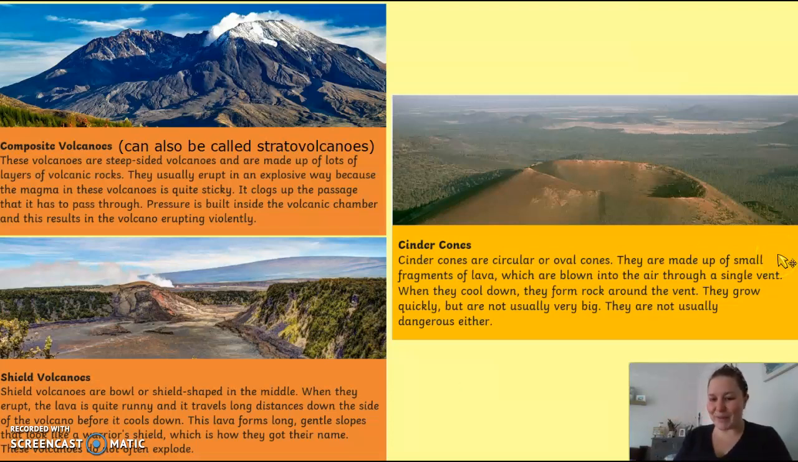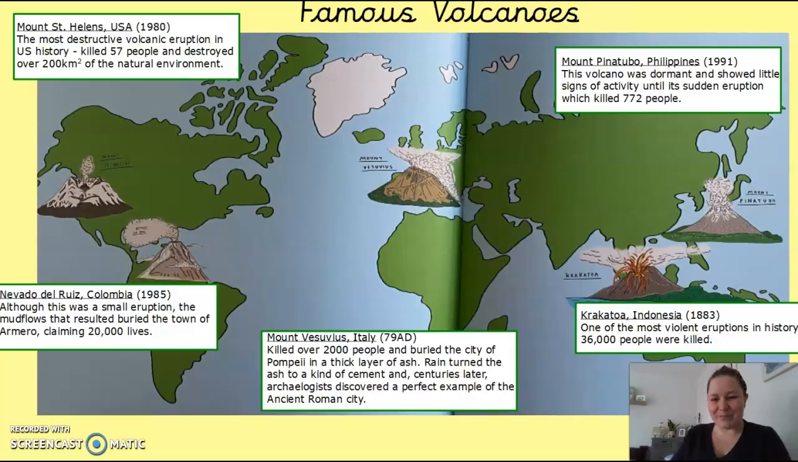You're going to need to remember this to do the work today. So let's add a little bit more information to what you have already learnt. This is a page of famous volcanoes. So some of them you might have heard of, and some of them you might not have. Now, they're dotted on our world map at different places. So let's start here with Mount Vesuvius.